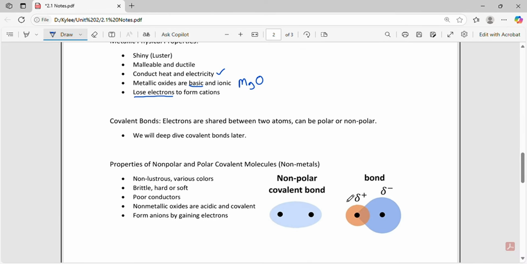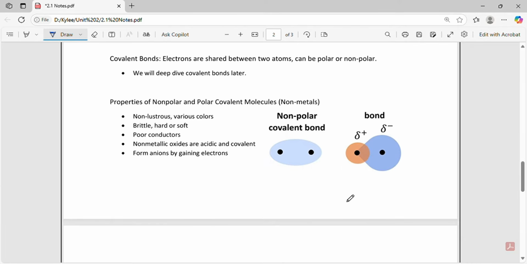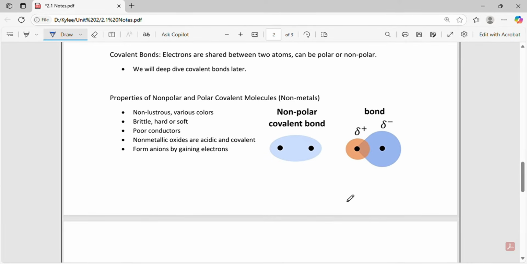All right, next, let's take a look at our covalent bonds. We are going to be doing deep dives on covalent bonds for a lot of this unit, but just to introduce them, they do come in two flavors.